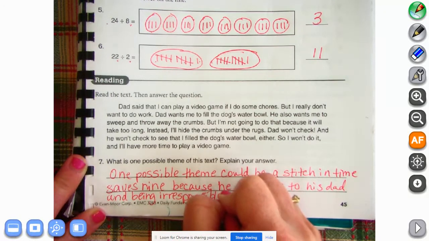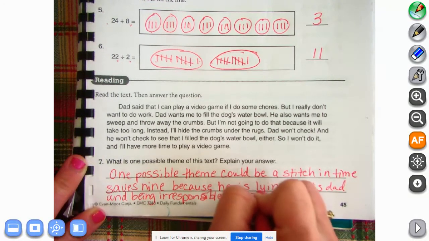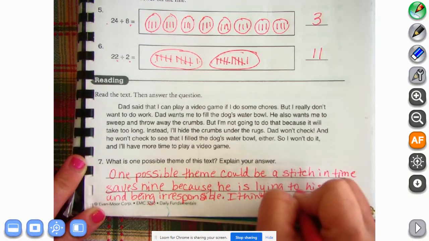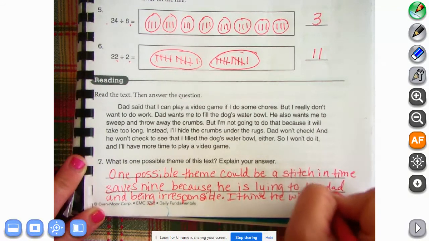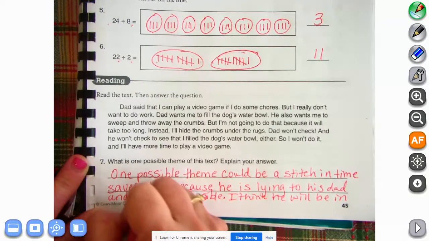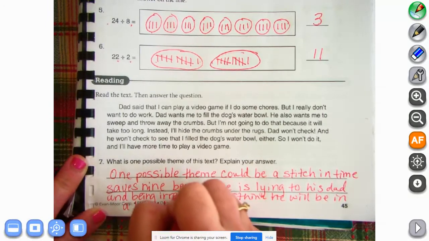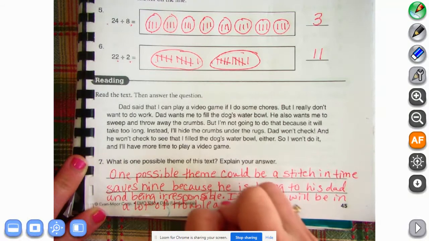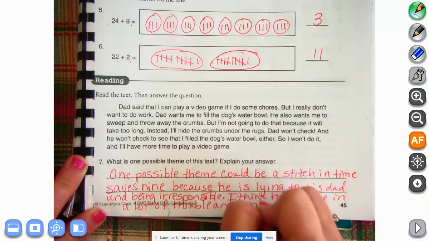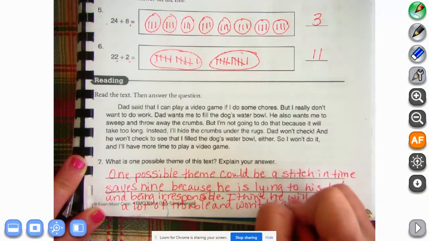Period. I think he will be in a lot of trouble and won't be able to play at all.